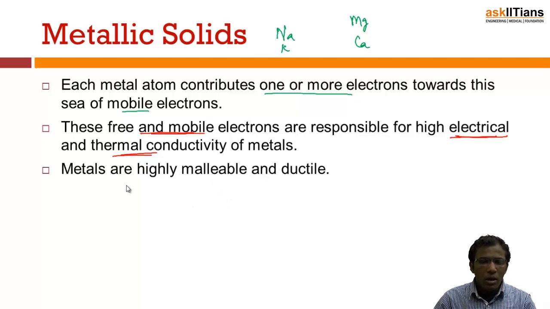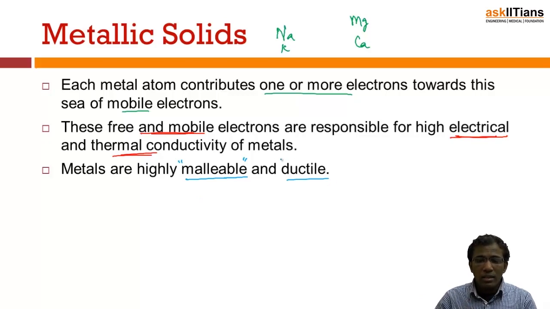And metals are highly malleable and ductile. So what is malleable and what is ductile? Malleable means you can deform a metal and transform it into a sheet. If you take aluminium or copper, we can mold these metals into sheets. Only metals have this kind of flexibility, others cannot. That's why metals are malleable.